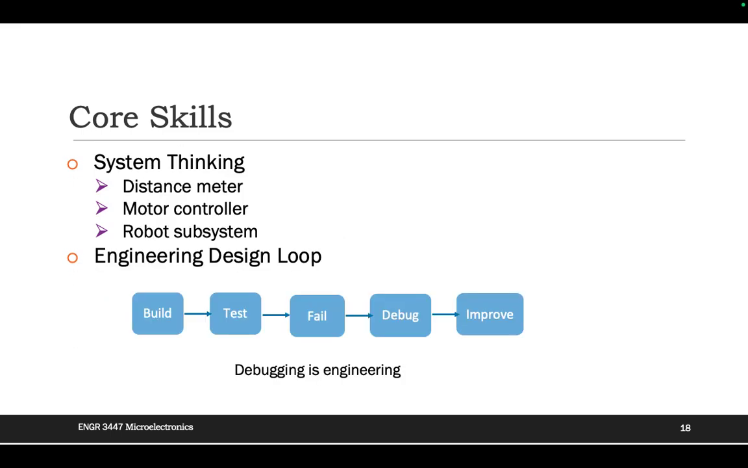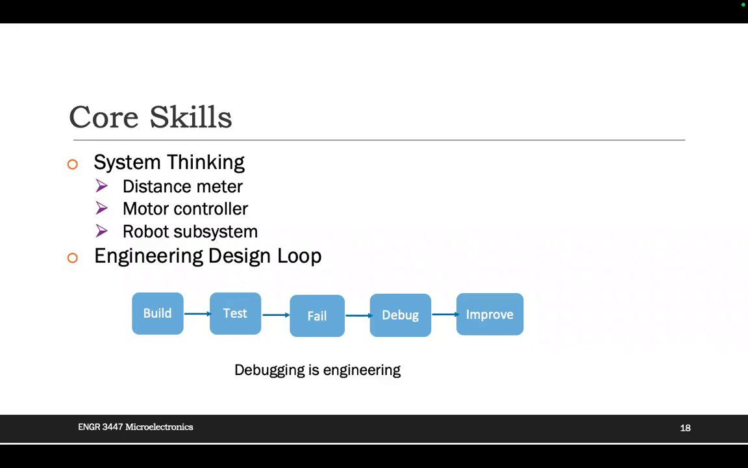Then system thinking. You don't just implement one single function. You try to use the whole system to build a distance meter, a motor controller, and a robotic subsystem. The small robot car is a kind of subsystem for a robot, so you know it's a kind of system, right?